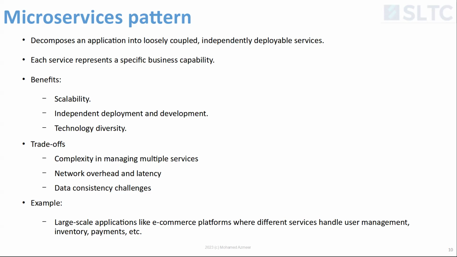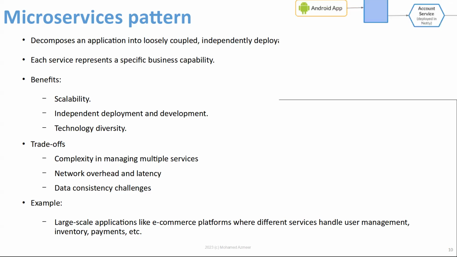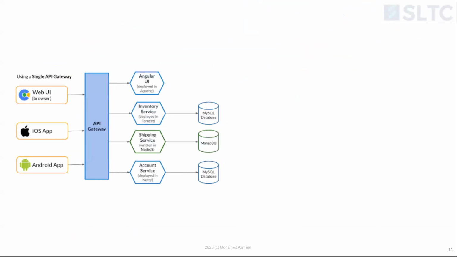The last point says large scale applications like e-commerce platforms where different services handle user management, inventory, payment, etc. So if you look at an example, we have a browser-based application and also an app-based application. All of them are talking to the same API gateway. And through that, we can speak to different components.